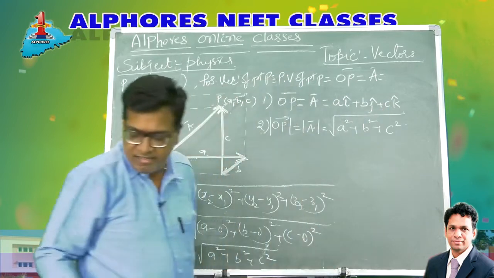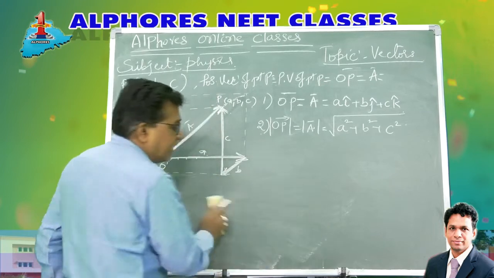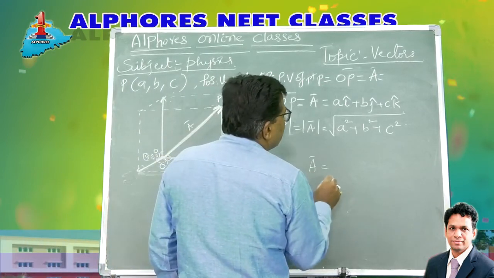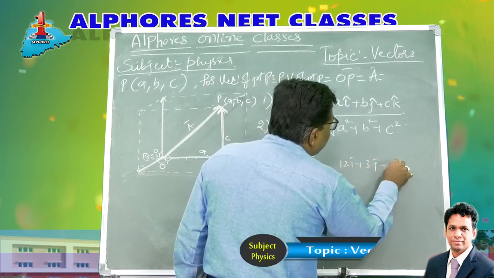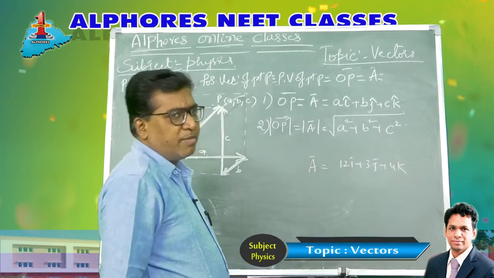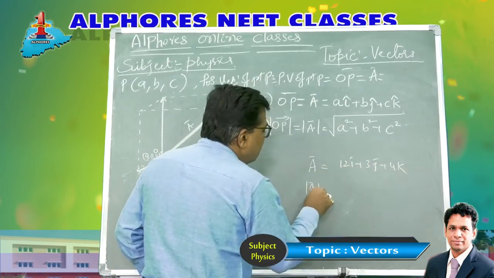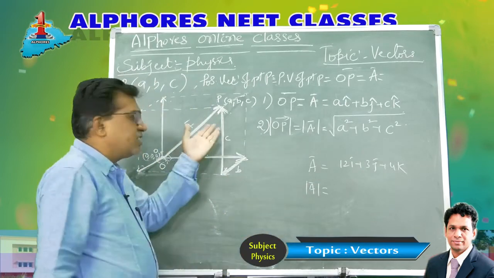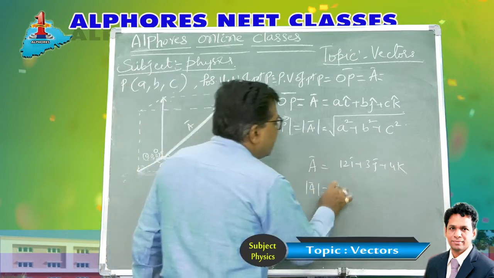Suppose there is a vector given like this. Suppose you are given a vector A bar equal to 12i plus 3j plus 4k. Then what is the magnitude of the vector? What is mod A? You need not draw the diagram again. You need not apply coordinate geometry or geometry, all that. Simply, directly, it is under root of.